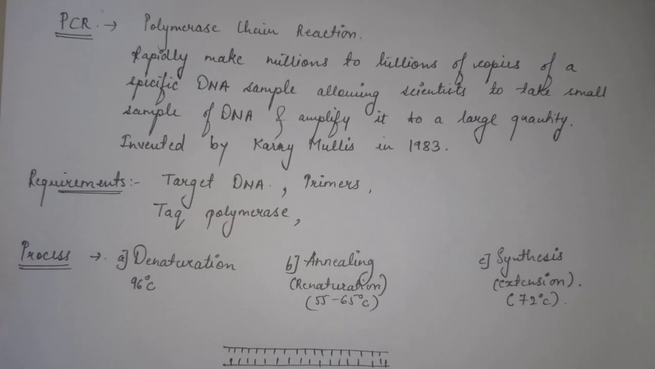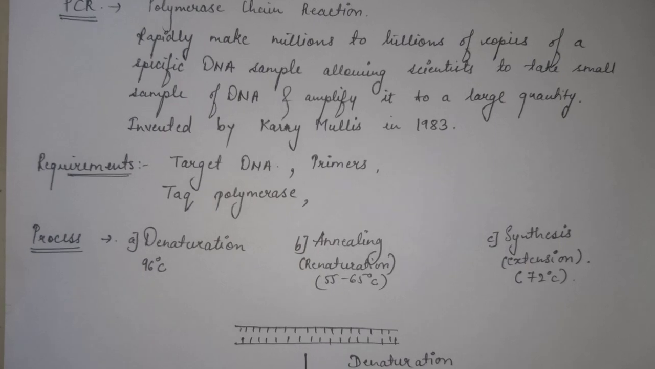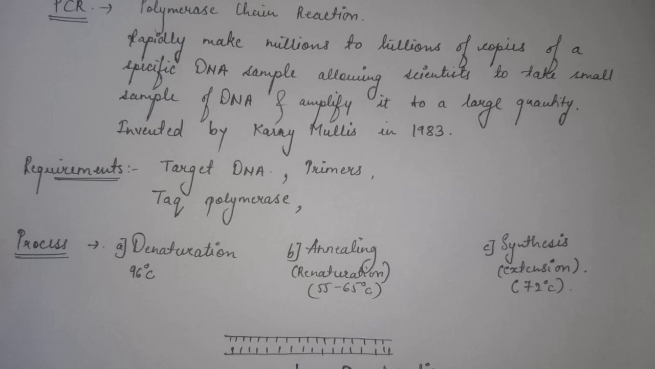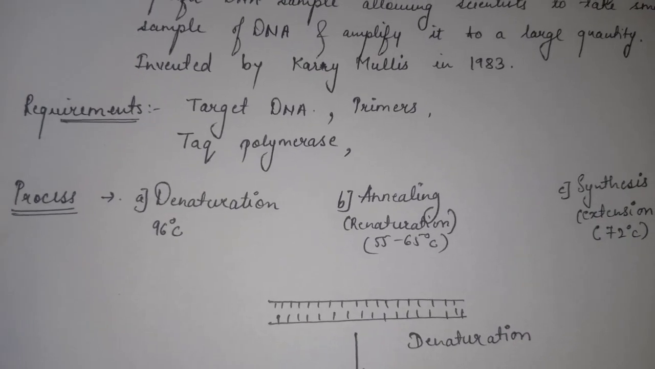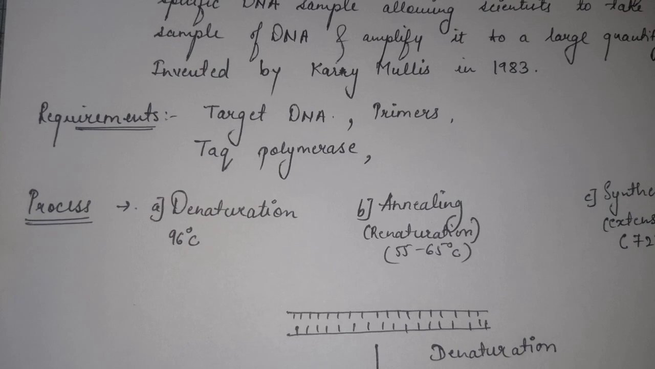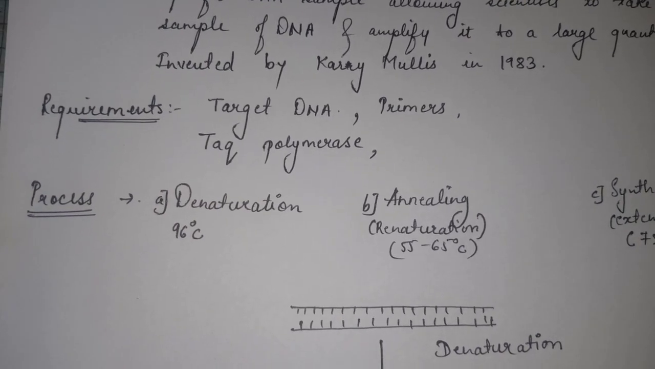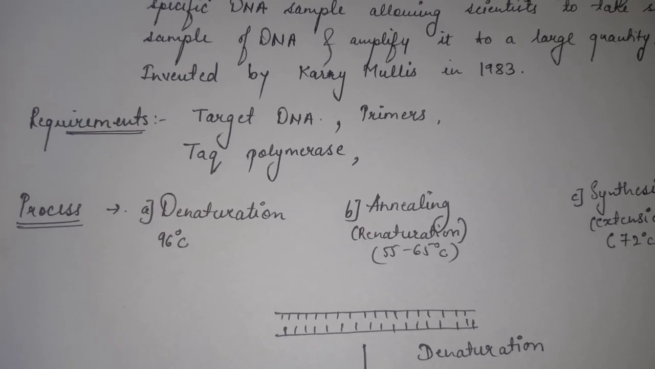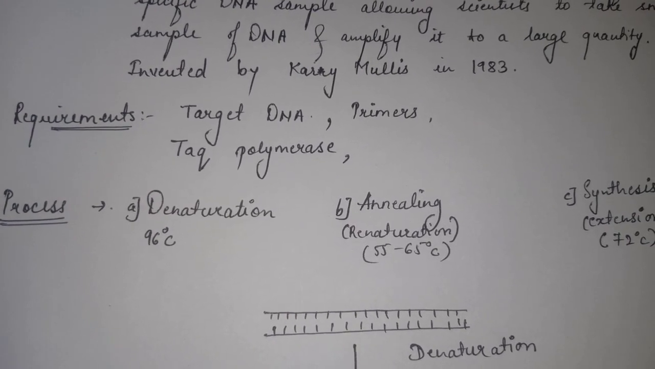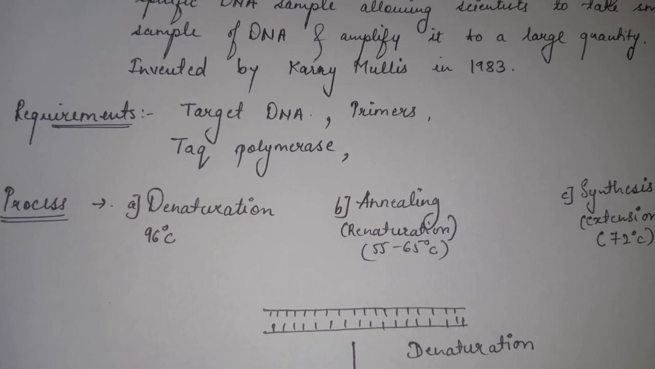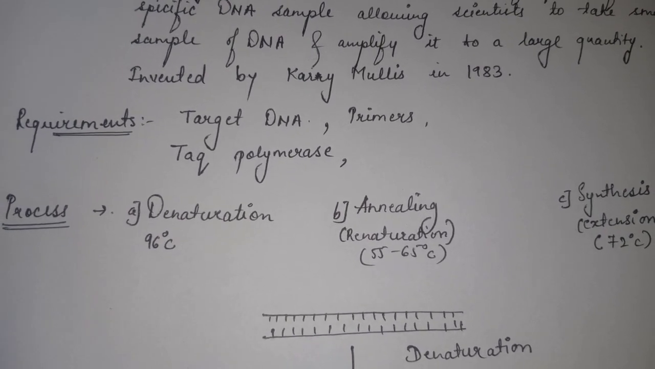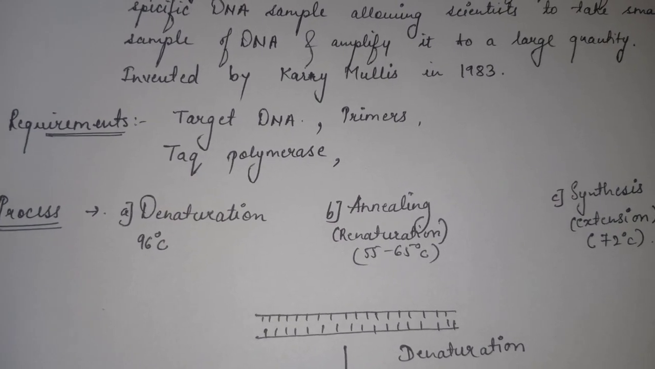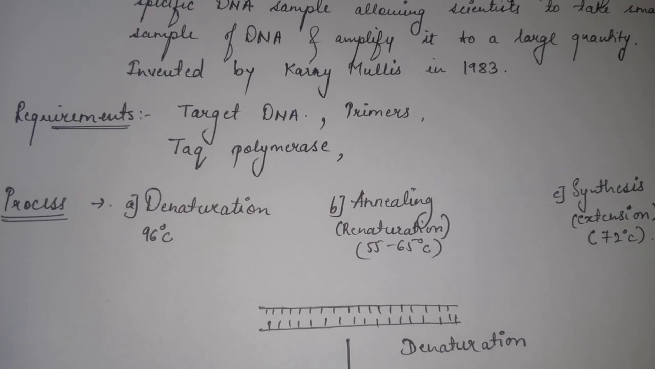So we will see what the requirements for this process are. This process requires a target DNA, some primers and a polymerase enzyme. Along with this polymerase enzyme, they require certain nucleotides. We can call them dNTPs. For this purpose, initially we require a target DNA which needs to get amplified. Then there are primers, which we can call forward and reverse primers. These primers are nothing but 10 to 20 nucleotide sequences which will be complementary to the templates.